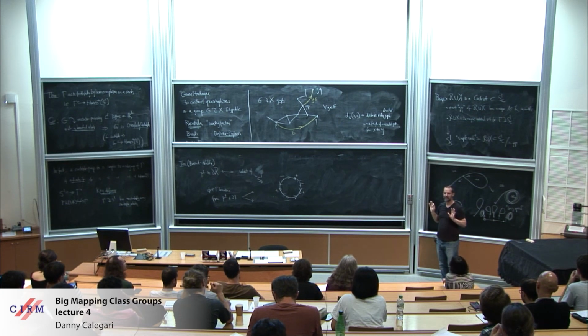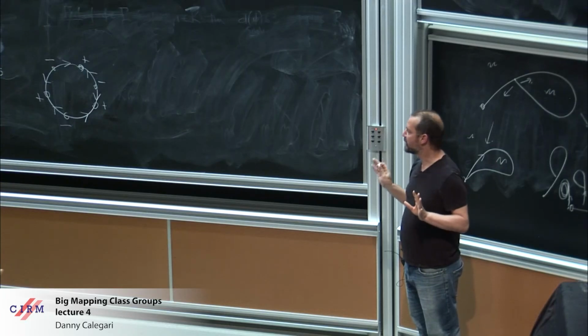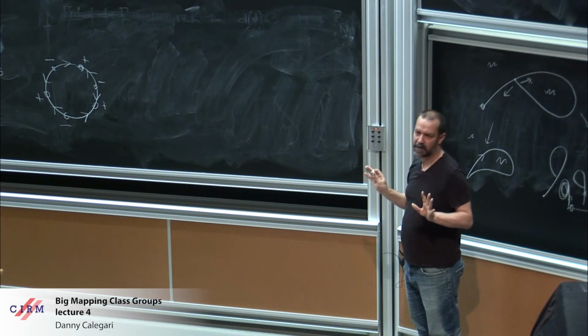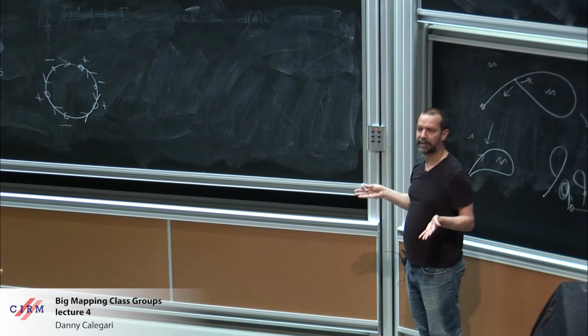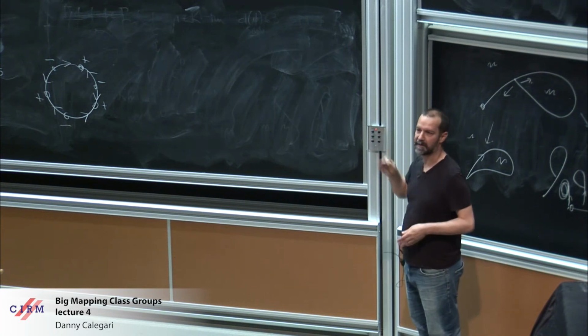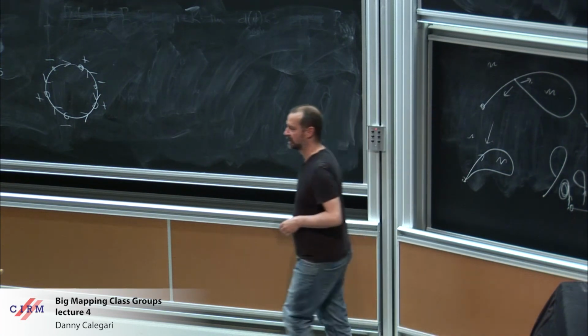All right, so I'm going to stop. Tomorrow I'm going to change gears a little bit, and what I'm going to do is talk about an interesting non-trivial example of a subgroup of the mapping class group of the plane minus a Cantor set that turns up in complex dynamics, and try to relate it to some of this technology. All right. Thank you very much.